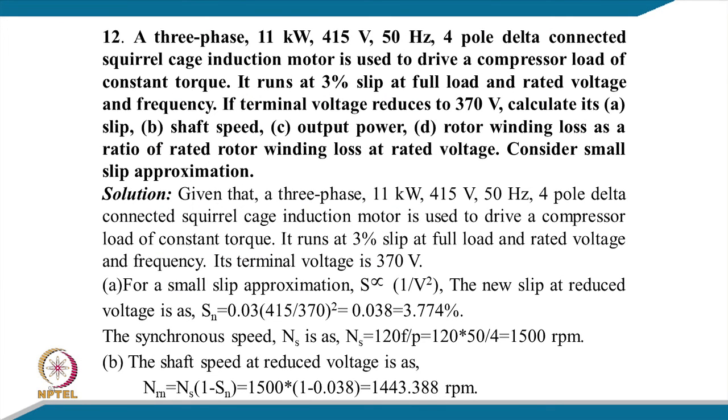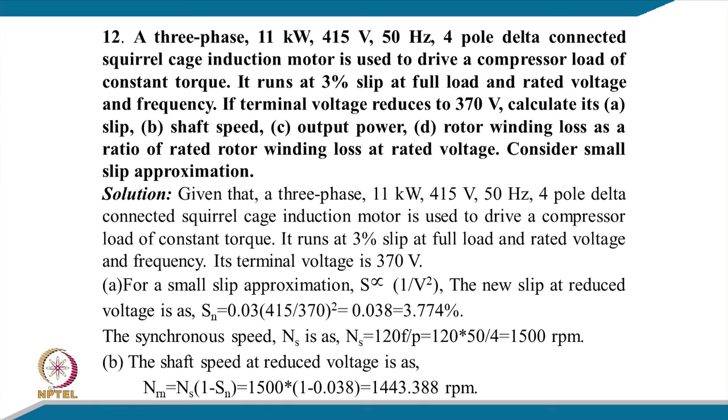Coming to another example, how it typically affects the performance of an induction motor we were talking about in the last lecture. A 3 phase 11 kilowatt, that is 15 horsepower, 415 volt 50 Hz 4 pole delta connected squirrel cage induction motor is used to drive a compressor load of constant torque. It runs at 3% slip at full load and rated voltage and frequency. If terminal voltage reduces to 370 volt, calculate its slip speed, shaft speed, output power, rotor winding loss and the ratio to the rotor winding loss at rated voltage. Consider the small slip approximation.